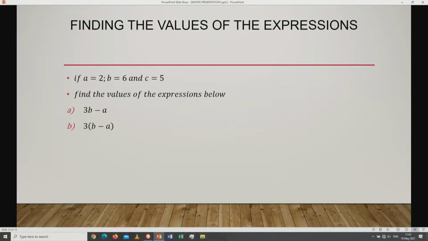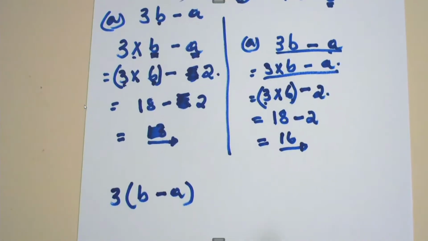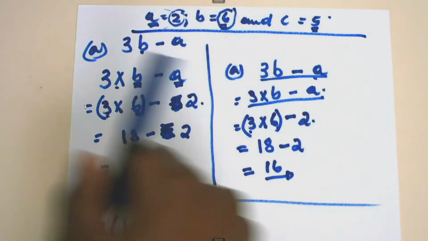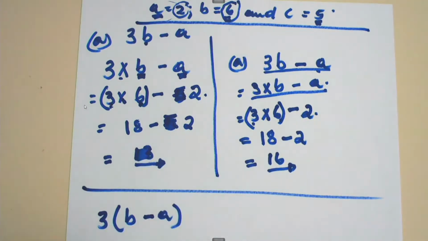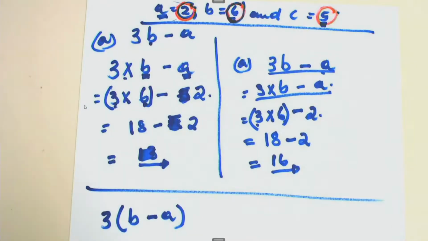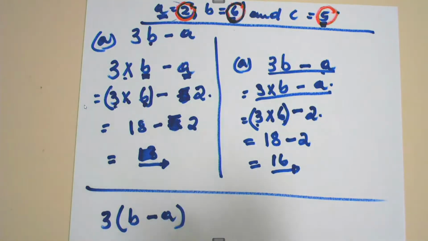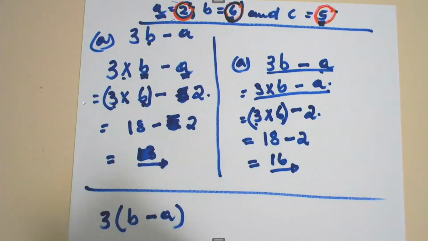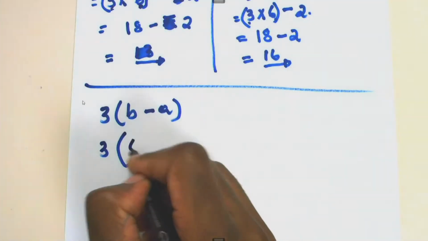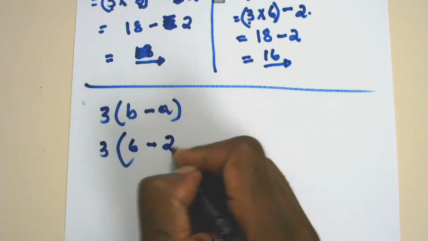The second one, we are given 3 inside the bracket, b minus a. Guys, again, let us go back on top where we are given the values there. A equals 2, B equals 6, and C equals 5. So 3 will stay as 3 when we try to solve it. B, let us substitute with the given value. The given value of B is 6 minus A is 2, and then close the bracket.